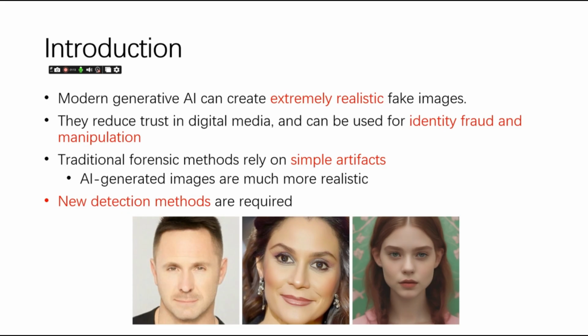Traditional forgery methods rely on simple artifacts. They're easy to detect, so we can easily use a basic transformer or a basic convolutional neural network to do this kind of detection. While AI-generated images are much more realistic, it's a bit hard to detect which image is fake and which image is real. Let's have a look at these three images. I gave three image samples over there.